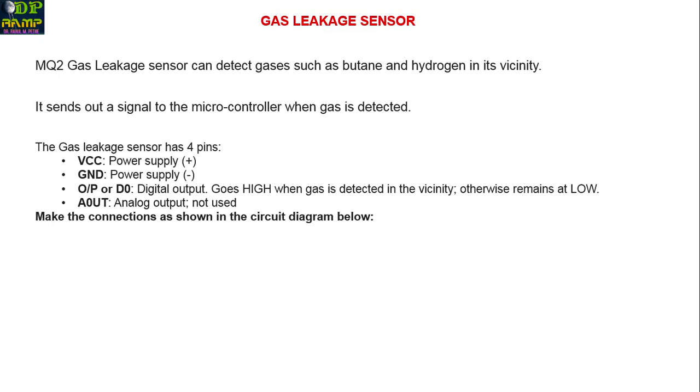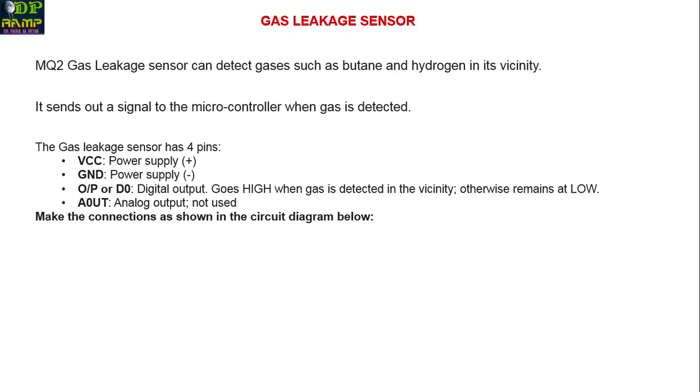So gas leakage sensors have 4 pins. One is VCC, as we already know very well. Each and every sensor has 3 basic pins: VCC, ground, and output as digital or output as analog. Some sensors have 4 pins, some sensors have 3 pins. Here also we can see the gas leakage sensor has 4 pins.